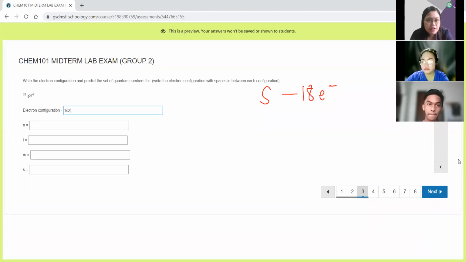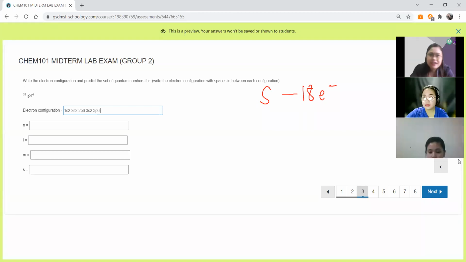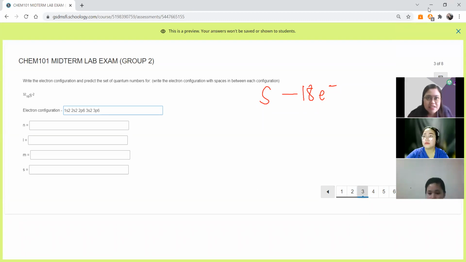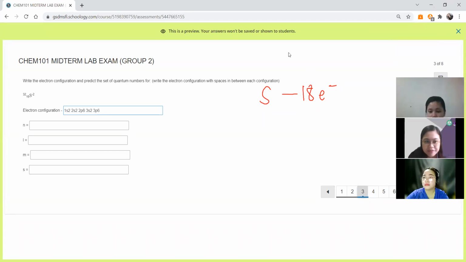So this is 1s2 space, again there is space, and then 2s2, 2p6, 3s2, 3p6, pila na na. 10, 18. Okay, sakto na, 18.